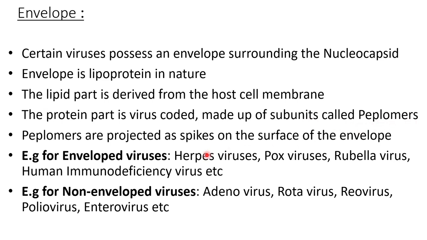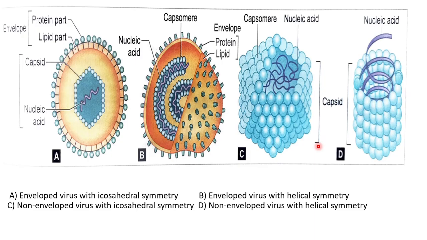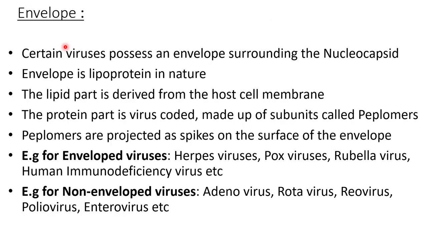So these peplomers are projected as spikes on the surface of the envelope. As you can see in the picture, you can see the glycoprotein spikes surrounding the envelope. And based on the presence and absence of envelope, there are examples for enveloped viruses as well as non-enveloped viruses.